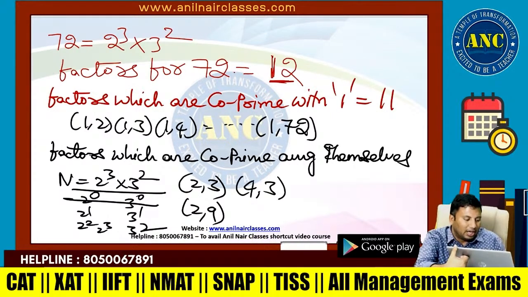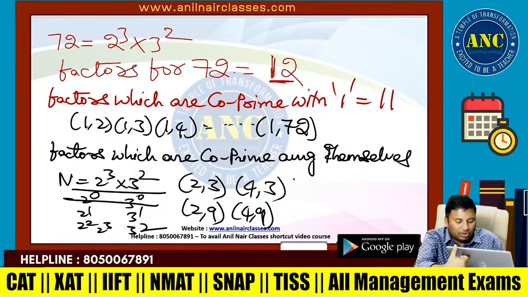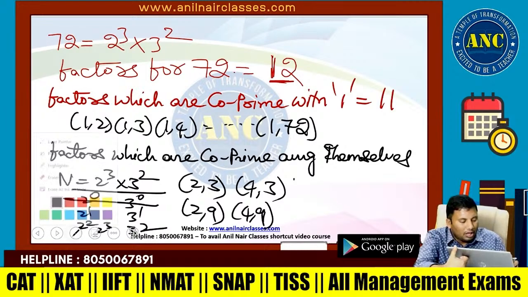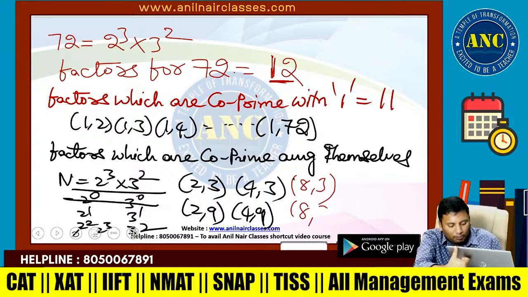4 and 3 are co-prime to each other. 4 and 9 are co-prime to each other. 8 and 3 are co-prime to each other. 8 and 9 are co-prime to each other.